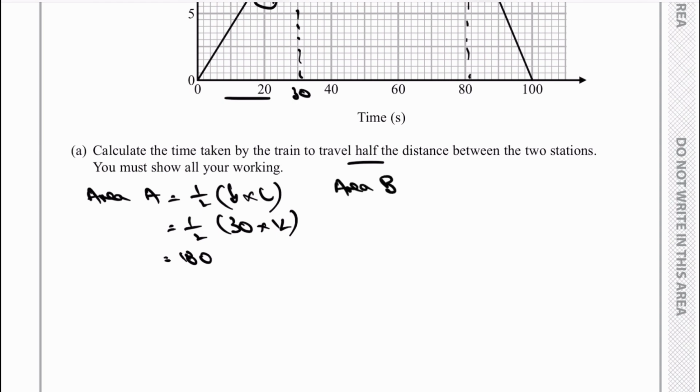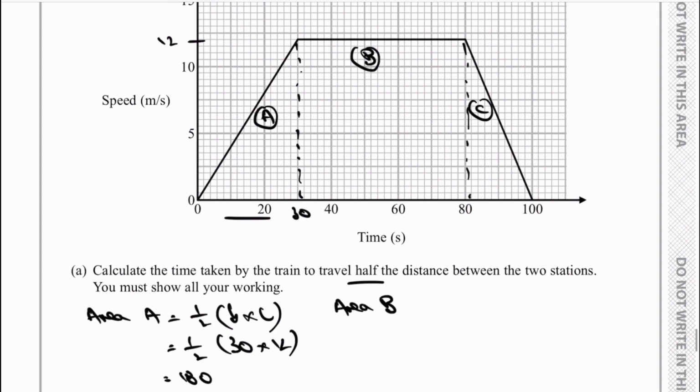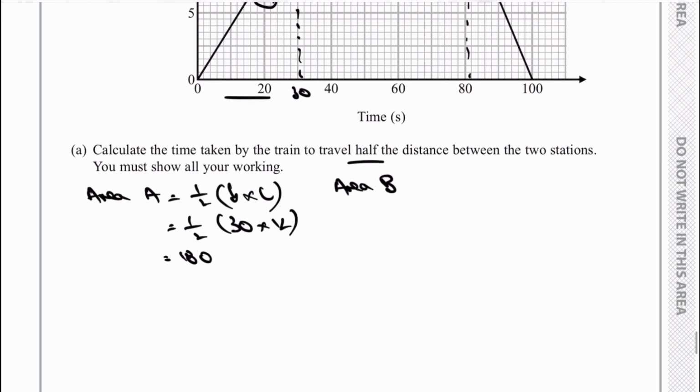Okay, let's look at area B. And that's going to be just simply 50, which is the difference between 30 and 80. And that's going to be multiplied by 12, which is going to actually give me 600. So 50 times 12, and that's going to equal 600 meters.